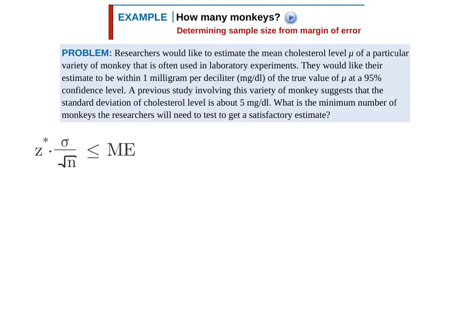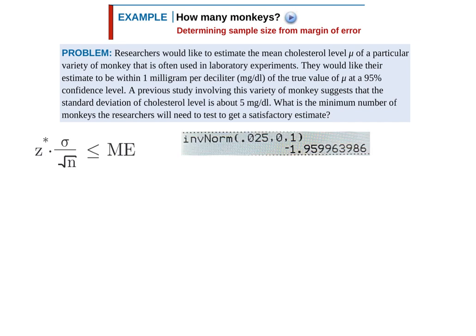So let's quickly look at an example of determining sample size from a margin of error. And this one has to do with monkeys. Who doesn't love a cute little monkey? So the problem says that researchers would like to estimate the mean cholesterol level, mu, of a particular variety of monkey that is often used in lab experiments. They would like their estimate to be within 1 milligram per deciliter of the true value of mu at a 95% confidence level. So a previous study involving this variety of monkeys suggests that the standard deviation of cholesterol level is about 5 milligrams per deciliter. So what is the minimum number of monkeys that researchers will need to test to get a satisfactory estimate?